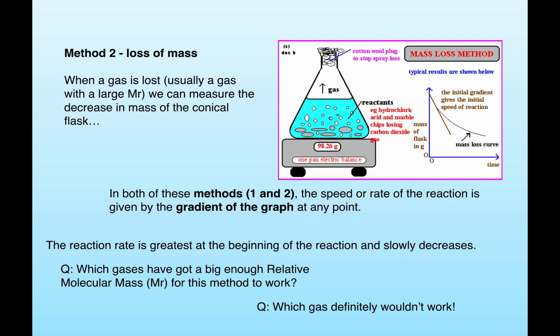But which gas definitely wouldn't work? And you guessed it, it's hydrogen. Hydrogen's got a relative molecular mass of 2 because it's got 2 hydrogens per molecule and its mass is too small. So the decrease in mass on the balance as hydrogen is given off, to 2 decimal places, doesn't give you good enough readings, so it doesn't really work very well. There's too much, as we call it, uncertainty, so there's too much error involved. Okay, that's method 2. Method 2 is loss of mass.